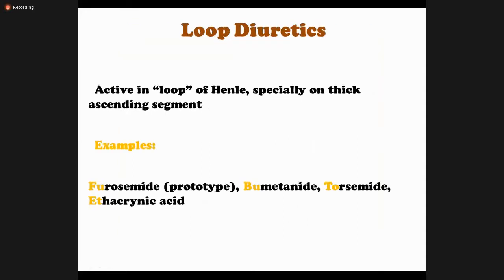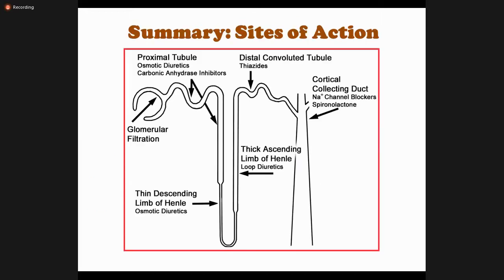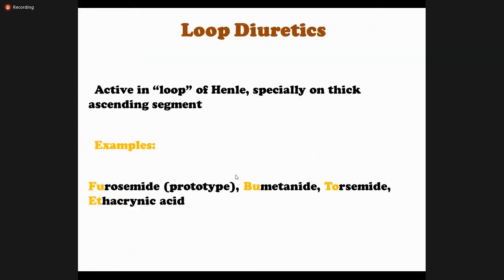Now, loop diuretics act in the loop of Henle, this we have already discussed. And on which segment? Because the ascending loop of Henle is further divided into the thin ascending limb or the thick. So loop diuretics basically act on the thick ascending segment. And examples, this is important.